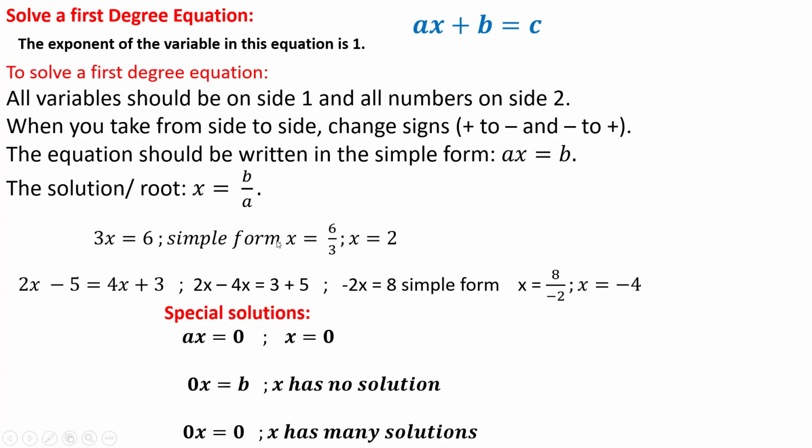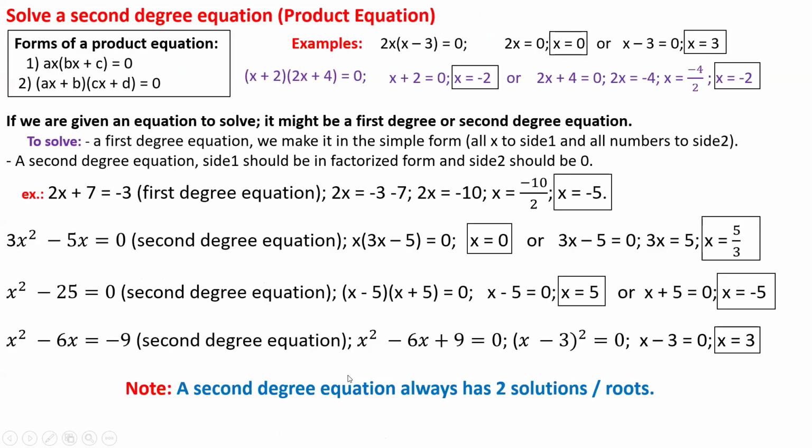When we are solving a first degree equation, we might get special solutions. Suppose you have an equation written in the form ax equals 0. For example, 3x equals 0, 5x equals 0. Then directly the solution is x equals 0. If we have this form 0x equal b, for example, 0x equal 5, 0x equal 7, 0x equal minus 3, directly I say x has no solution. 0x equals 0, then x has many solutions. These are the special solutions of a first degree equation.